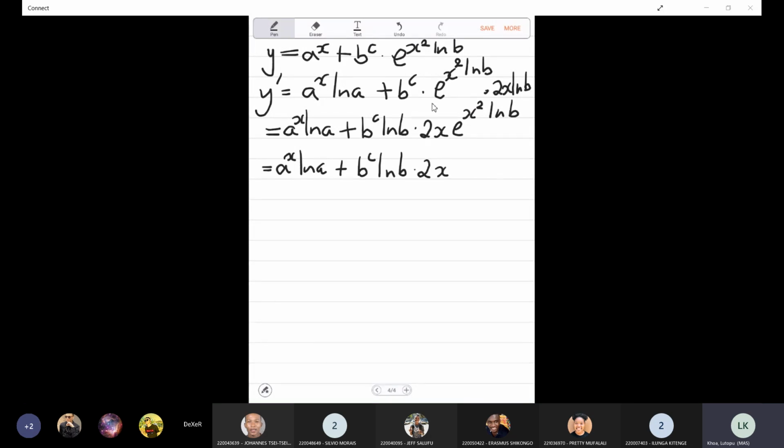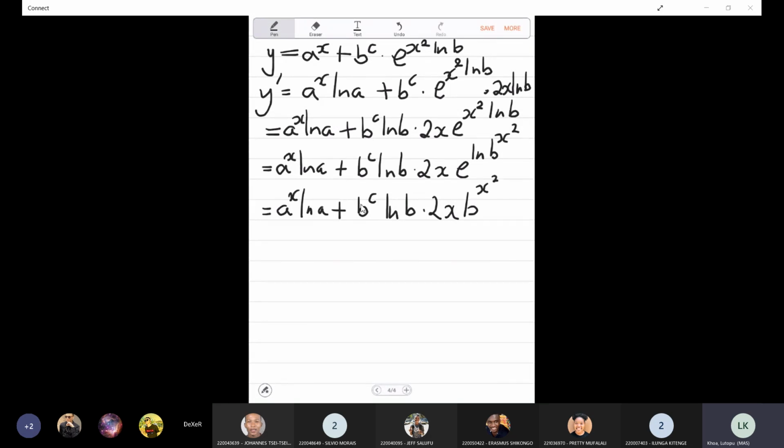2x, and we say that this is e to the power of ln of b to the power of x squared. From your laws of exponents, the x squared becomes an x, from your laws of logarithms. So this becomes an exponent, and then e to the power of ln of something is just that something. So this is a to the power of x ln of a plus b to the power of c ln of b times 2x, and then we have b to the power of x squared.